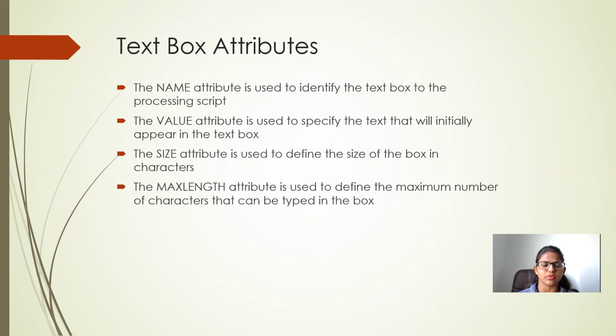Text box attributes. The name attribute is used to identify the text box to the processing script. The value attribute is used to specify the text that will initially appear in the text box. The size attribute is used to define the size of the box in characters. The max length attribute is used to define the maximum number of characters that can be typed in the box.